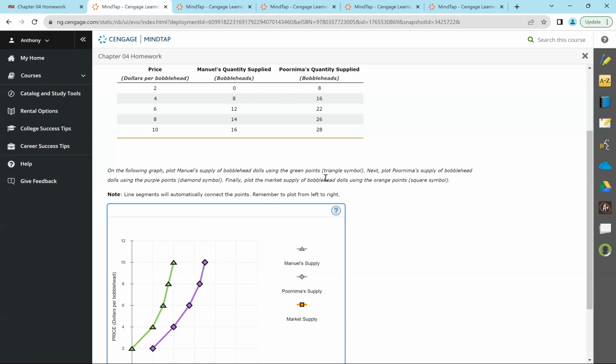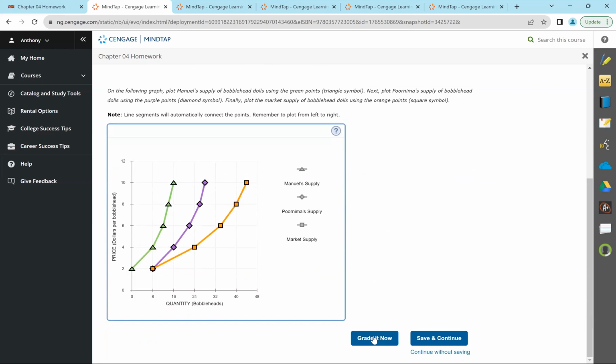So you add them up. 0 and 8 is 8, so 8 and 2. 16 and 8 is 24, so 24 and 4. Then it's 34, 6. The other thing is that they're supposed to add up, so if you get something that doesn't add up, then you made a mistake. 40 and 8: 14 plus 26 is 40, comma 8. And then 44, 10, like that. Boom, got it. All right, grade it now.